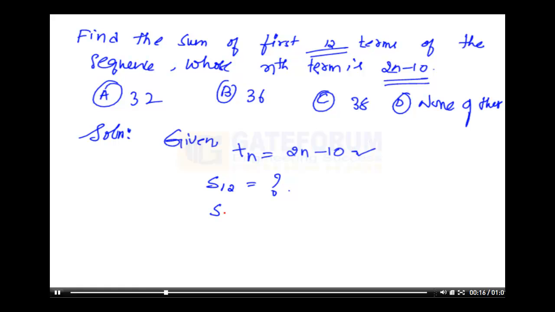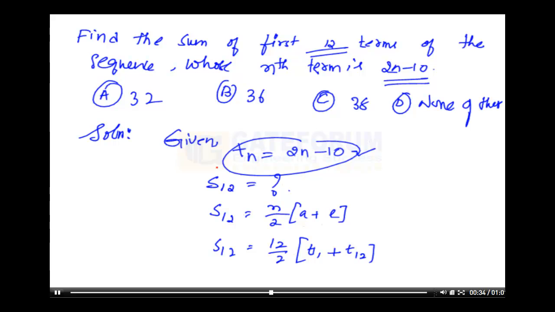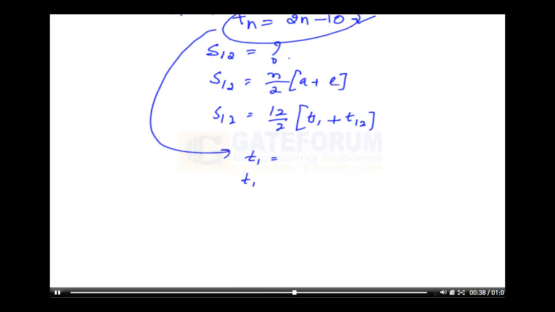Now, we know the formula. S12 is nothing but n by 2 into a plus l, where a is the first term and l is the last term. Now, S12 can be written as n is 12 here, 12 by 2 into a will be first term, that is T1, and l will be 12th term, that is T12. Now, from this Tn is equals to 2n minus 10, we can clearly find T1 as well as T12.